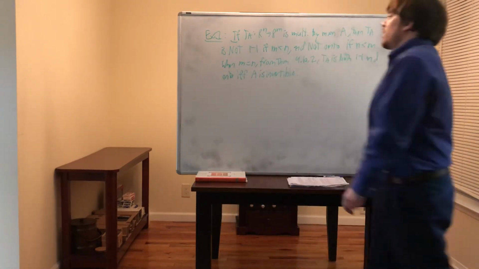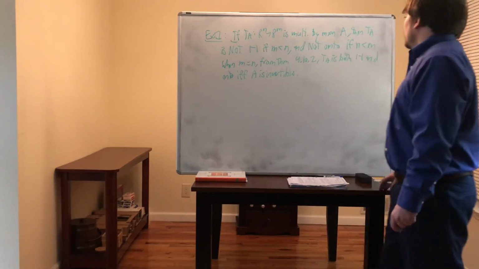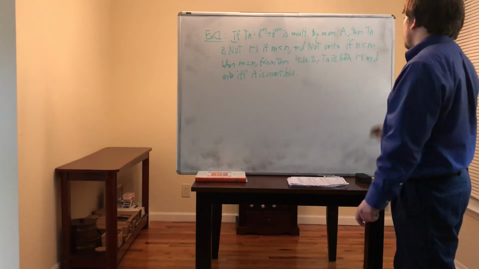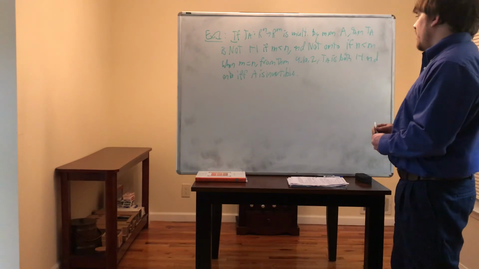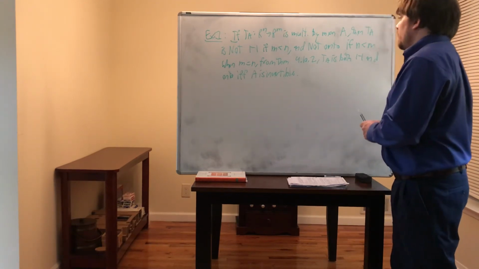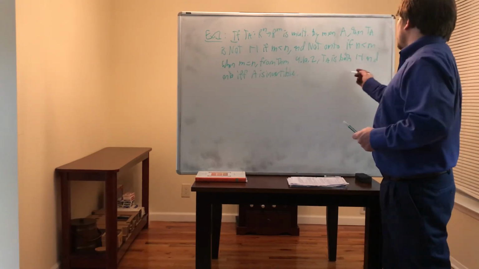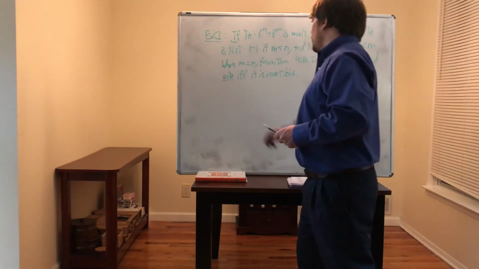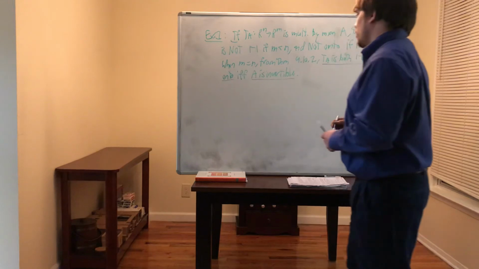Okay? So when m is equal to n, from Theorem 4.10.2, T sub A, this function here, is both 1 to 1 and onto if and only if A is invertible. That means that when m equals n, the statement that T sub A is both 1 to 1 and onto is equivalent, has the same truth value as A is invertible.